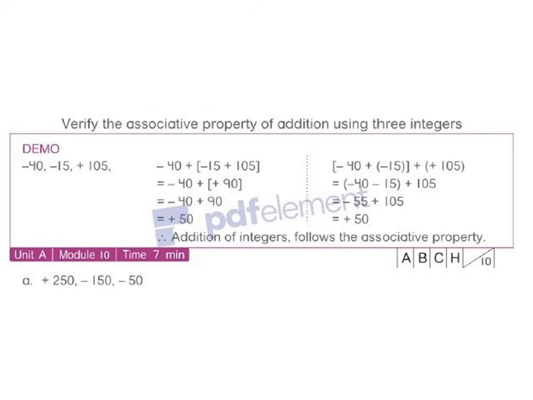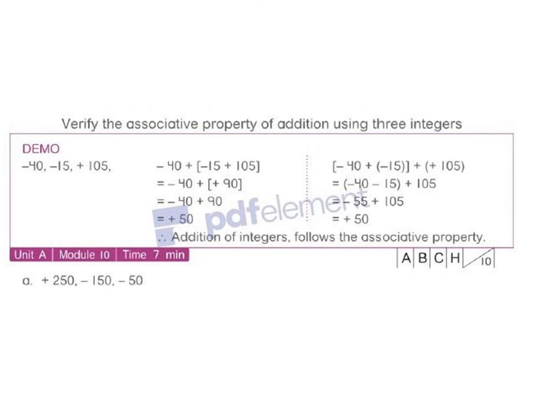So we are considering one problem where three integers are given: 250, minus 150 and minus 50. There are three integers: integer number 1, 250, integer number 2, minus 150, and integer number 3, minus 50. So we have to verify the associative property of addition using these three integers.